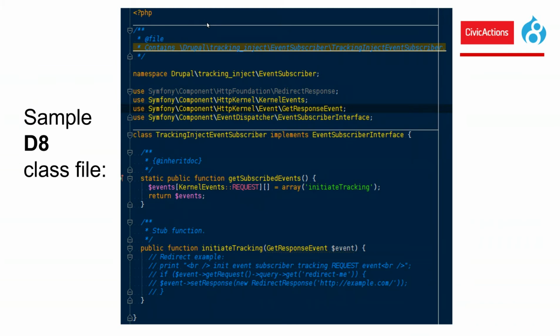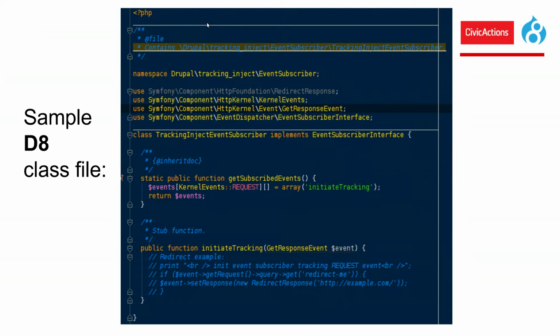So this is what a normal class file might look like in Drupal. This is actually in a module that I'm working on that I call Tracking Inject, and this is an event subscriber, which is where hooks have gone. It's commented out here, but what this is basically saying is, on the response event, do something. And that's how it's done.